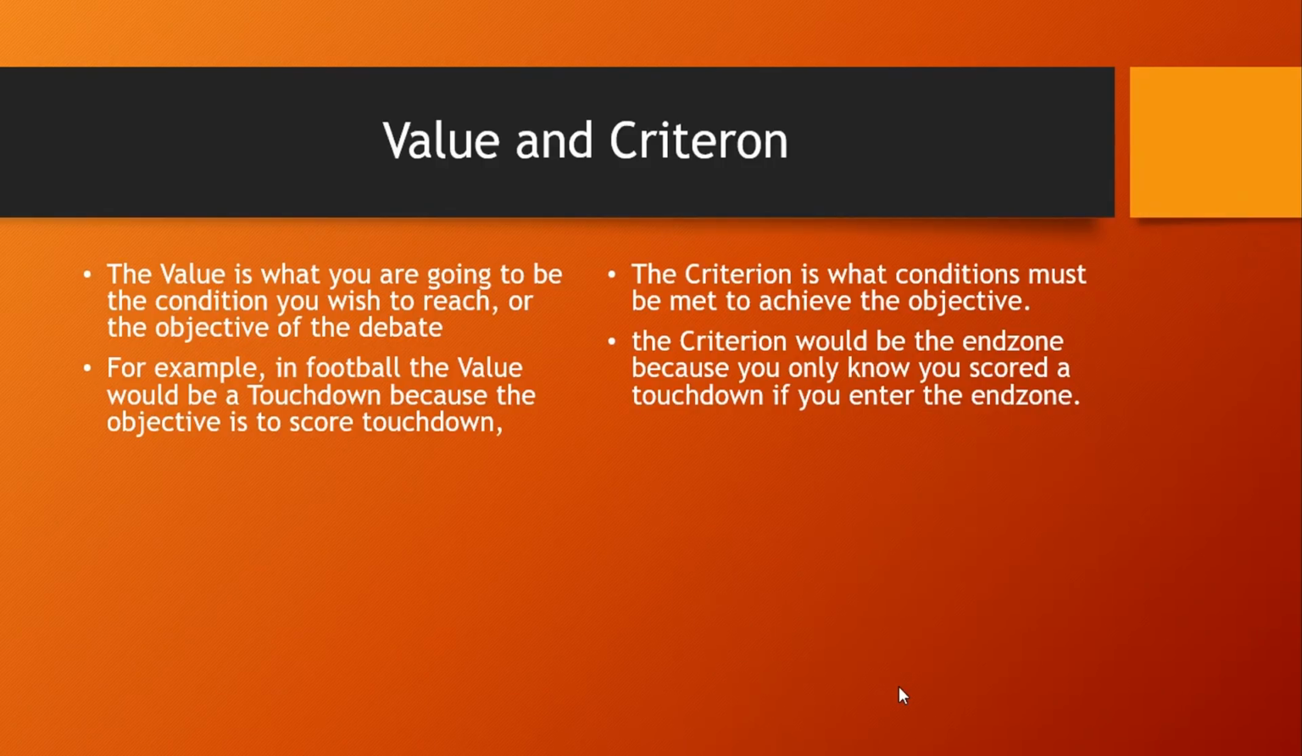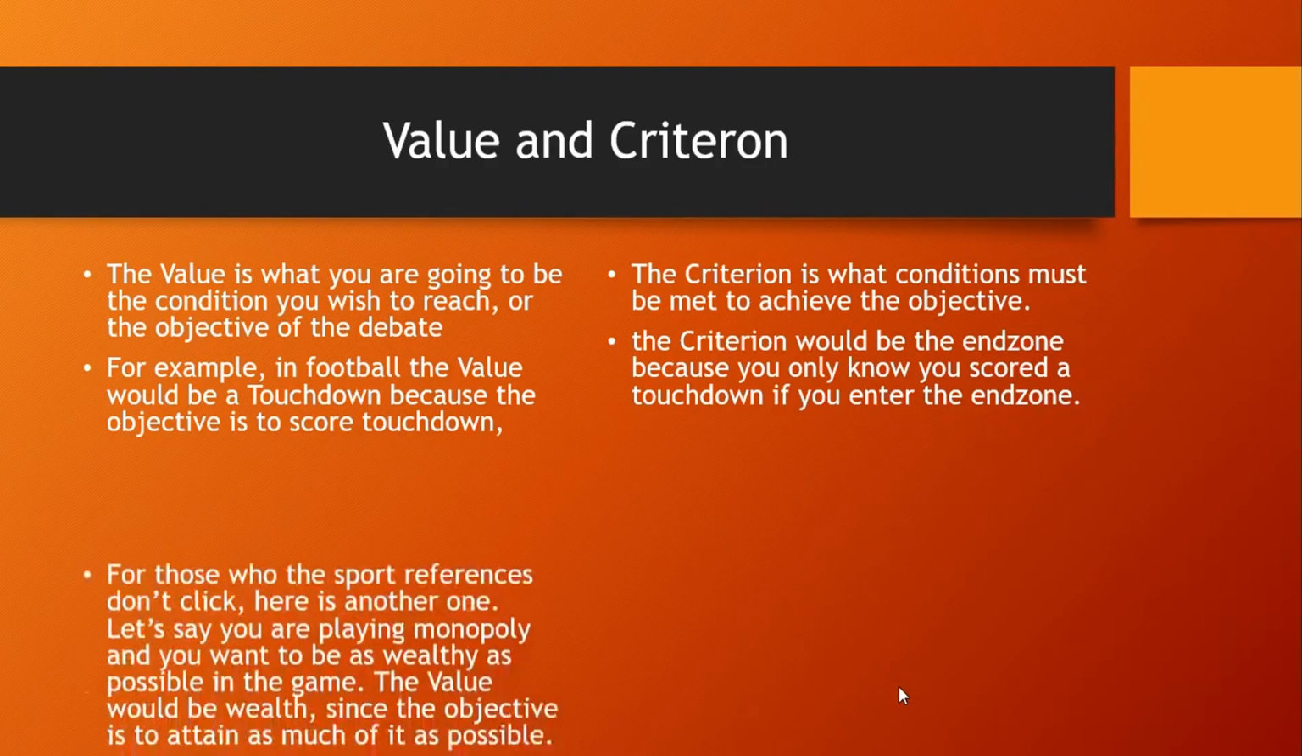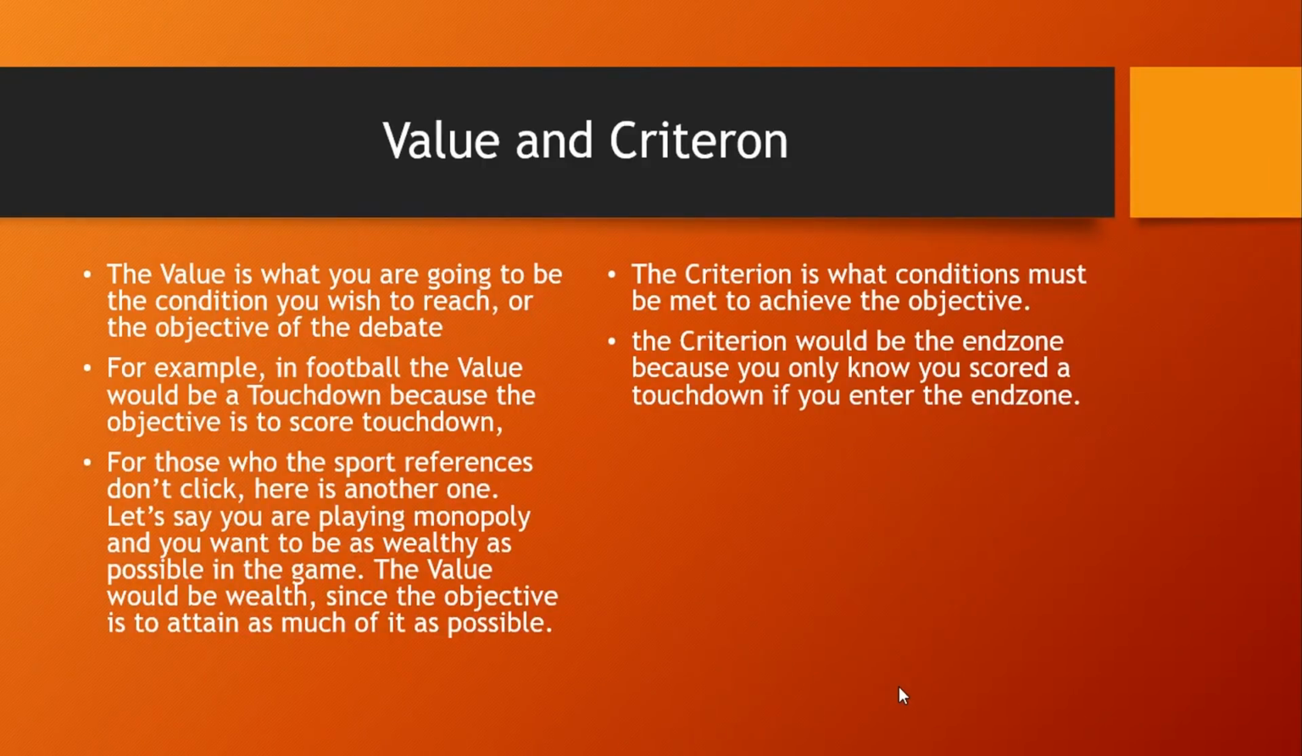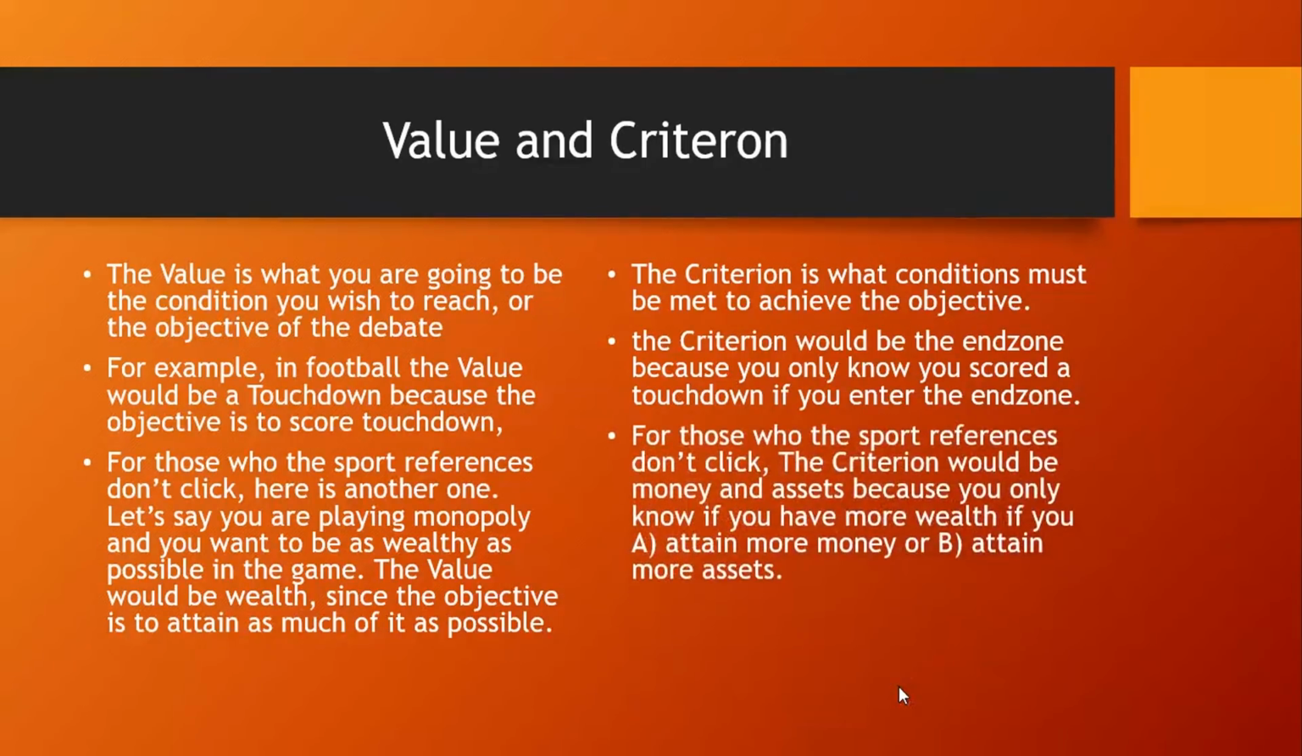All right, for those for whom the sports references don't click, here's another one to make it easier. Let's say you're playing Monopoly and you want to become as wealthy as possible in the game. The value would be wealth since the objective is to obtain as much of it as possible, right? And the criterion would be money and assets, because you know you have more wealth if A, you attain more money, or B, you attain more assets.